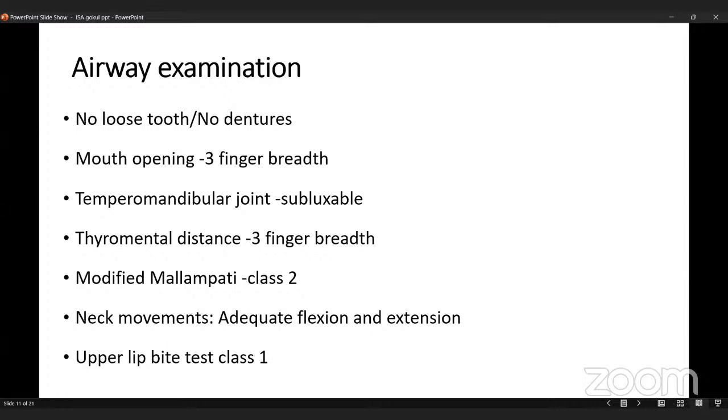Airway examination: no loose tooth or dentures, mouth opening of 3-finger breadth, temporomandibular joint is subluxable. Thyromental distance, three finger breadth. Modified Mallampati, class 2. Neck movements were adequate. Upper lip bite test, class 1.